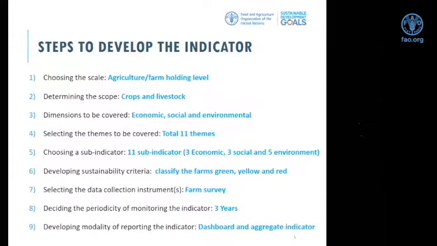We also discussed the data collection instrument or vehicle for collecting and reporting data on the indicator at a country level. We also decided on the periodicity or frequency of data collection and reporting the indicator, that is set at 3 years. And finally, the modality for reporting the indicator, for which we developed both a dashboard, which I will show you shortly, where all the 11 sub-indicators or themes are presented in one chart, separated by sustainability status, and an aggregate SDG 2.4.1 indicator that can be calculated directly from the dashboard.